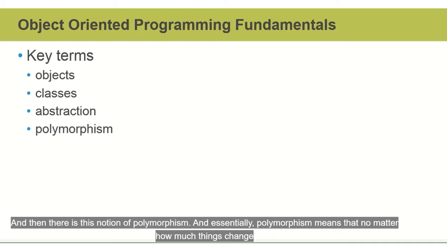And then there's this notion of polymorphism. And essentially polymorphism means that no matter how much things change or get derived in an object-oriented language, we'll still be able to figure out what type of object that is.